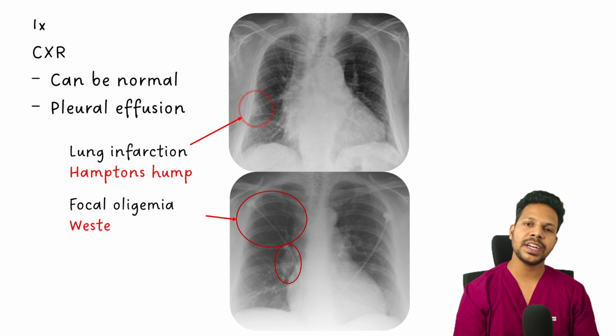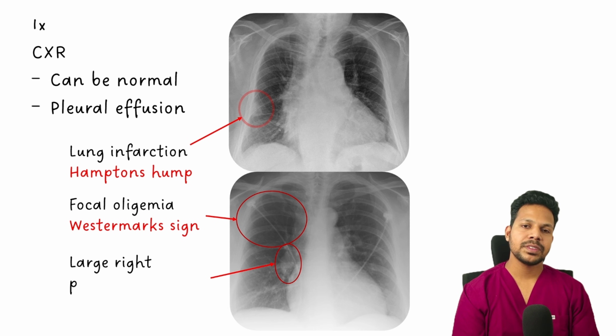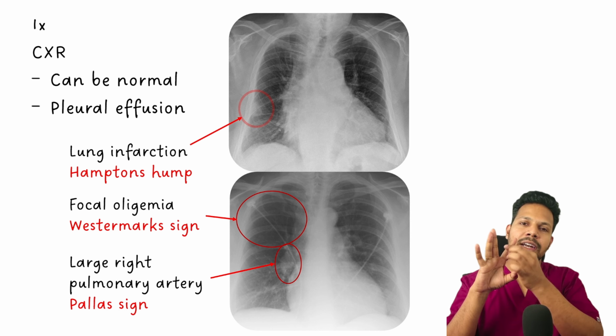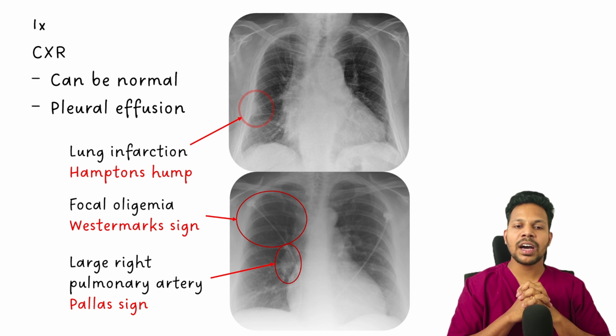So when there is a significant thrombosis of the pulmonary artery, what will happen? The part of lung which is supplied by the pulmonary artery will not get the blood flow. That will appear in the form of focal oligemia on a chest X-ray. That is called as the Westermarck's sign. Now look at the bottom circle where you can see the prominent right pulmonary artery. So whenever there is a distal blockade, the proximal pulmonary artery is ballooned out or dilated. Okay, that is visible in the form of large right pulmonary artery and that is called as the Palla's sign.